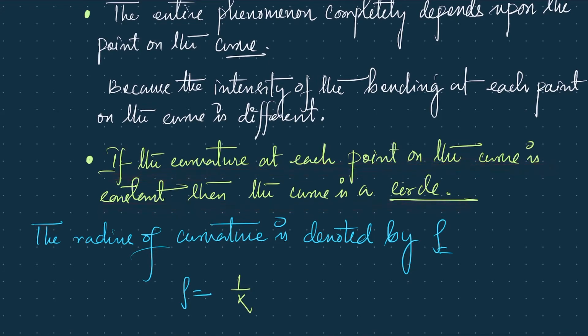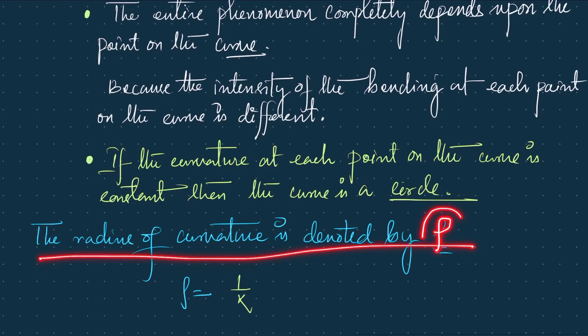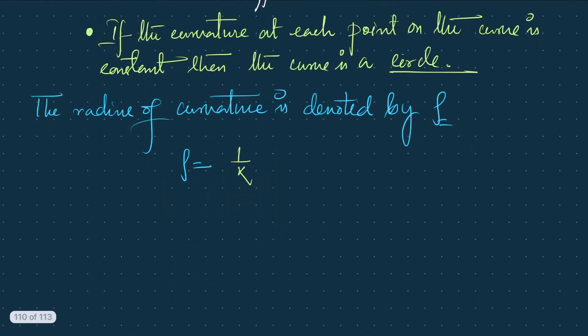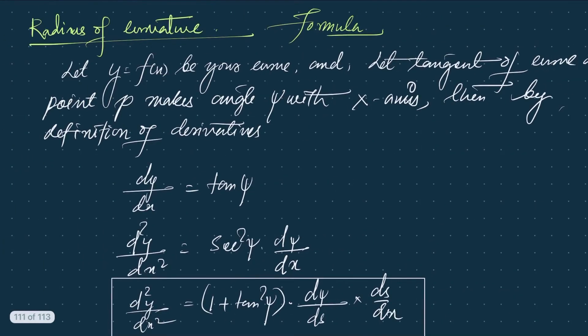Okay, so if the curvature at each point on this curve is constant, then the curve is known as a circle. The radius of curvature is denoted by rho, which is a Greek symbol, and you need to remember this. So rho will be equal to 1 by k, because k means curvature. Now we need to find how to formulate the radius of curvature.